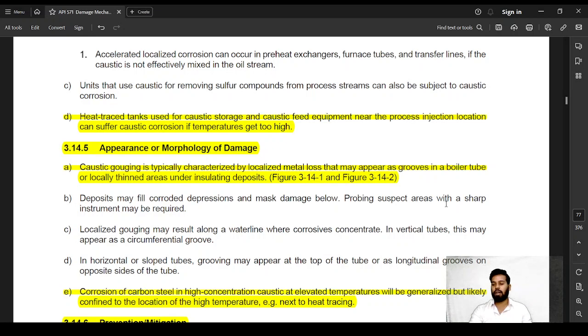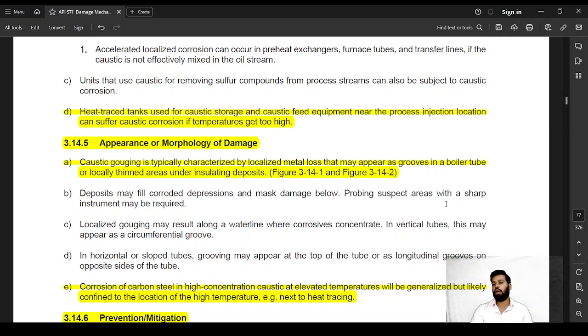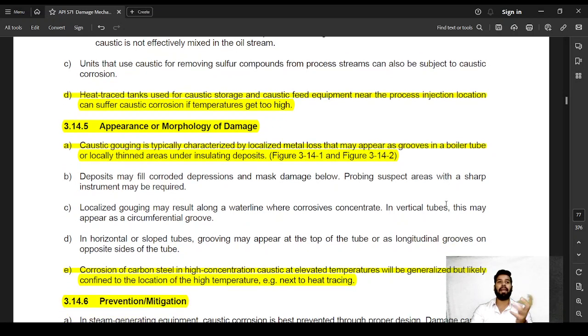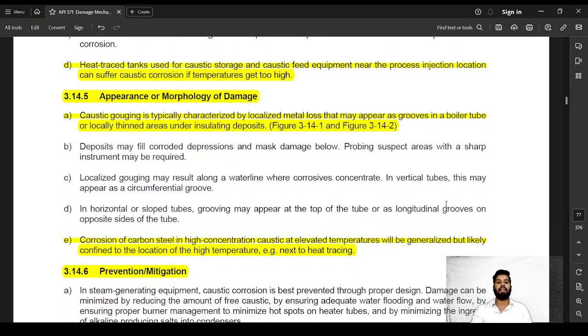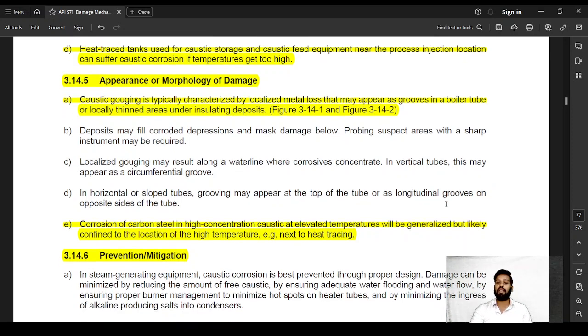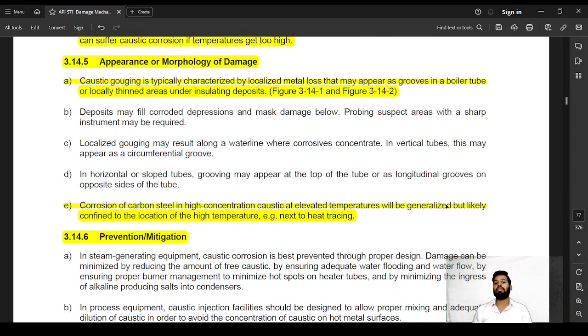Appearance: you'll see general localized material loss where you'll see a pitted area with corrosion products inside them. Caustic gouging is typically characterized by localized metal loss that appears as grooves in boiler tubes or locally thin areas under insulation deposits. Deposits may be filled with corrosion products and mask the damage below. Probing suspected areas with a sharp instrument may be required.